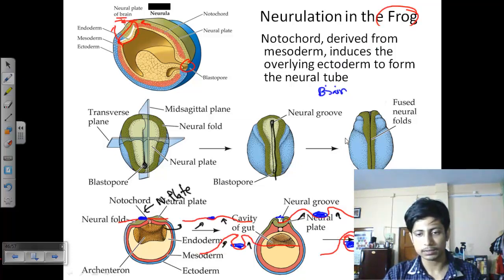See here, they are fused with each other, and we see the formation of the neural tube. This is called a neural tube. While the neural tube is formed, inside the neural tube we have the neural plate and all the neural system, right?